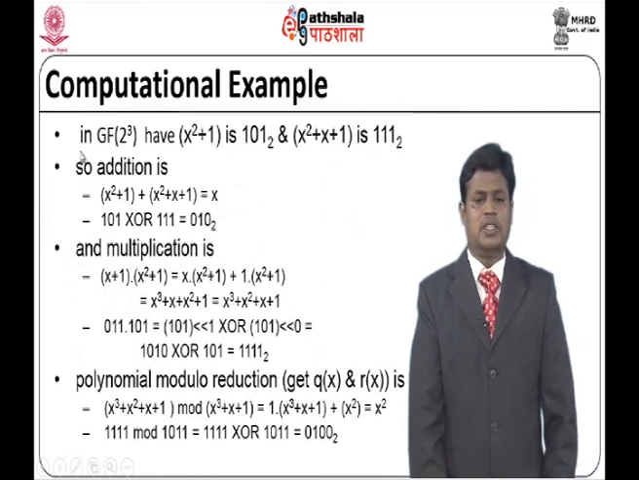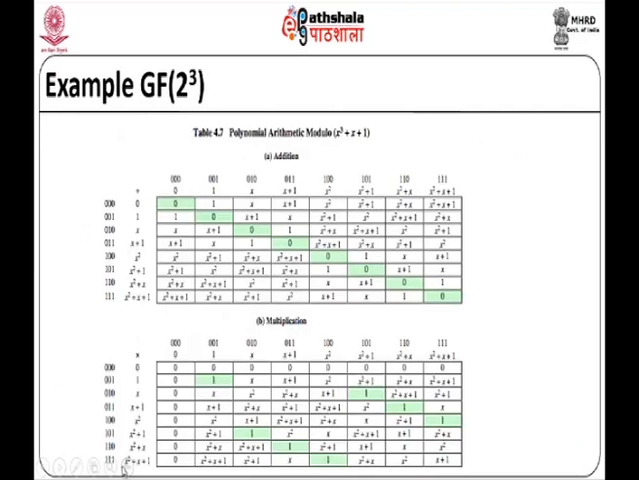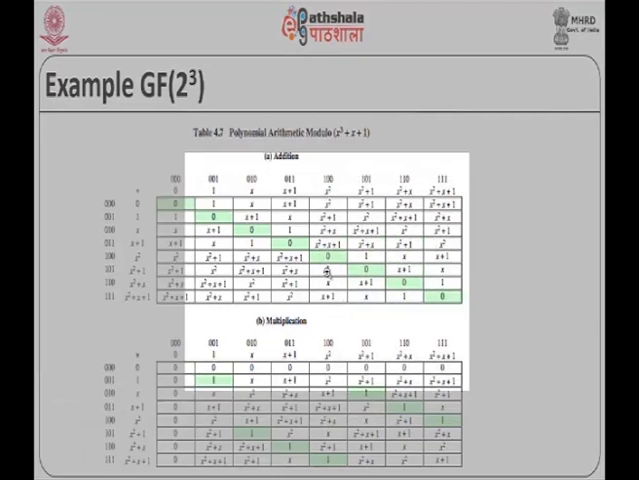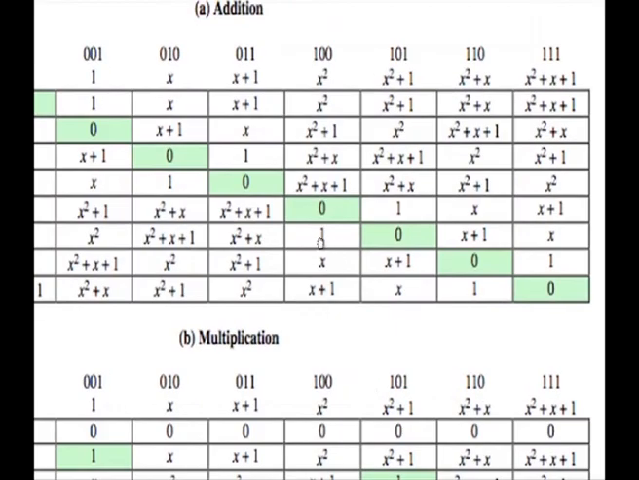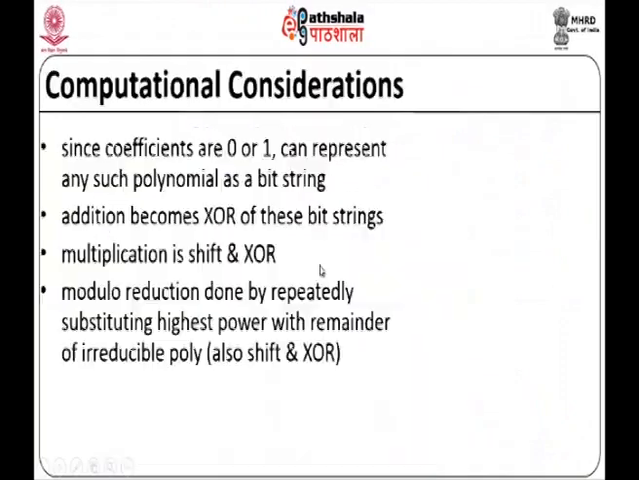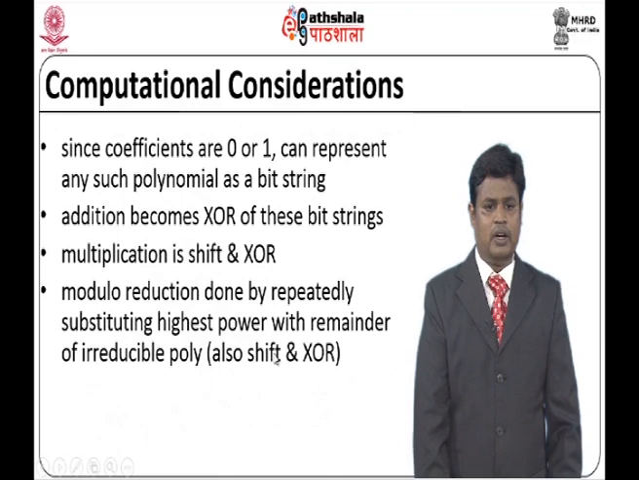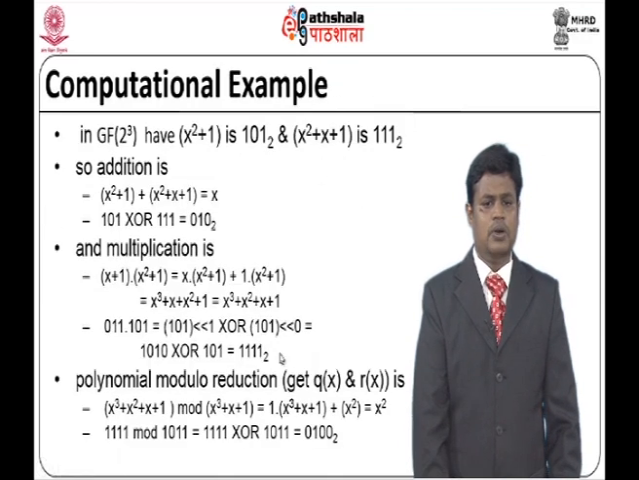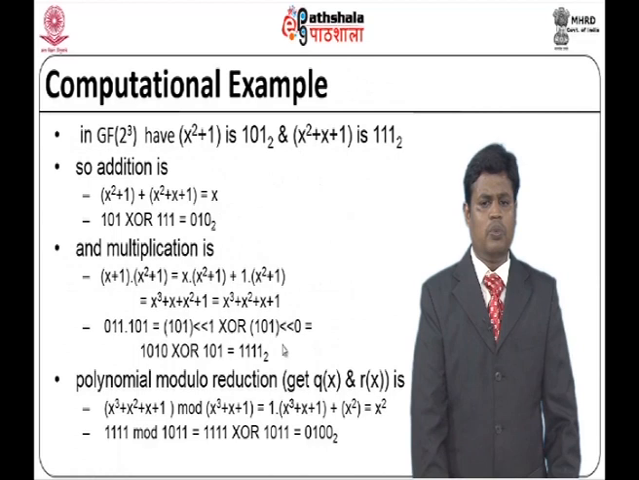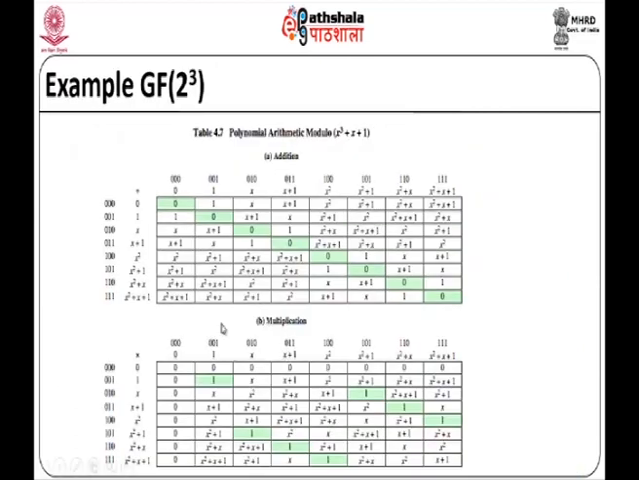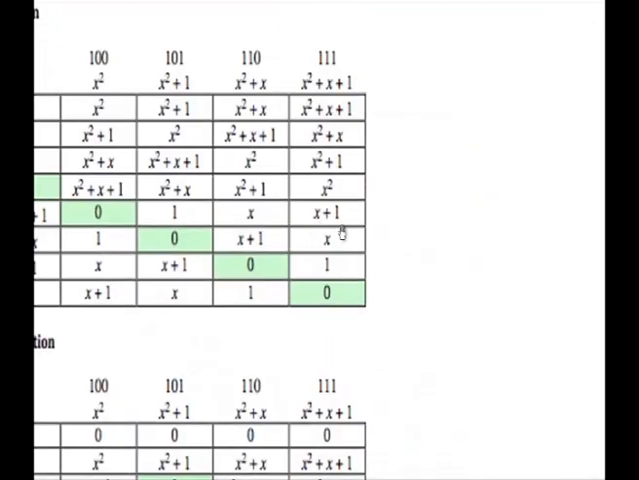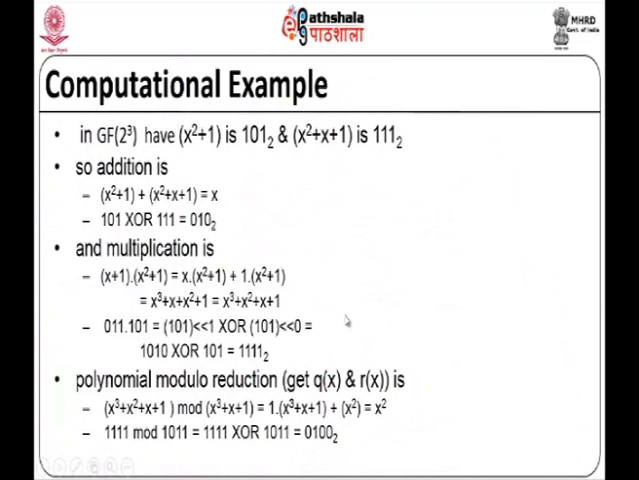From the previous table, now we are able to understand how we got the answers for these tables. Let us take addition. For example, in this case, we have taken x square plus 1, that is 101, and x square plus x plus 1, that is 111. So let us take the addition operation with respect to 101 and 111. What we are getting, we can see, is x plus 1.